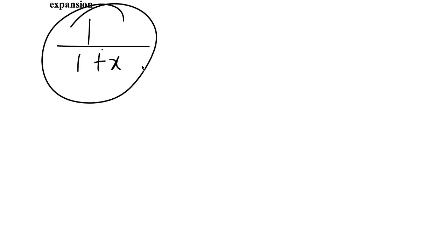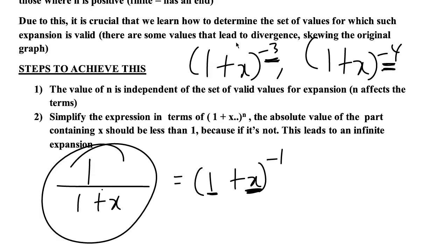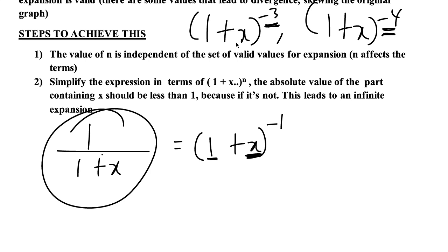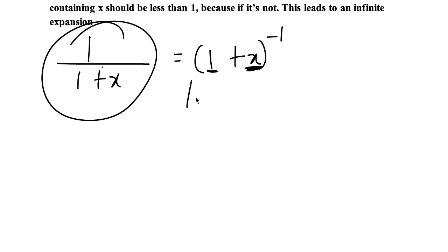So how are we going to practicalize this now? Let's use a previous example where we had 1 over 1 plus x. So 1 over 1 plus x can be written as 1 plus x to the power what? Negative 1. Do you agree? So this part contains x, and remember, it is in terms of 1 plus x. Look at what I have here, 1 plus x. So in this case, you can simply say that the absolute value of x should be what? Less than 1. Do you get it?